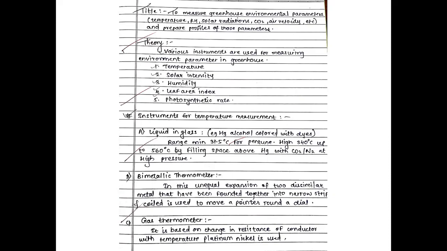Next is the gas thermometer. It is based on the change in resistance of a conductor with temperature. Platinum and nickel are used. So this is the thermometer in which platinum and nickel are used.